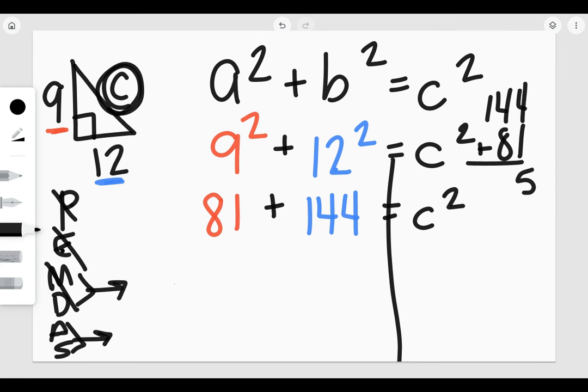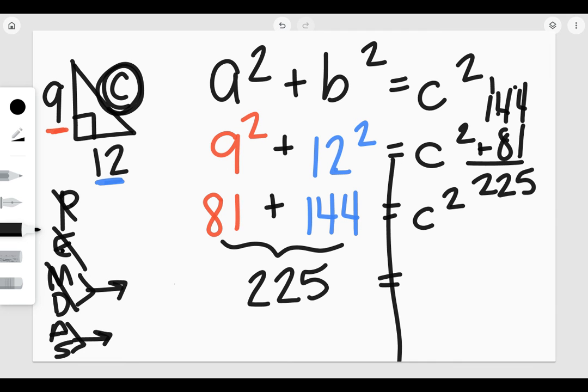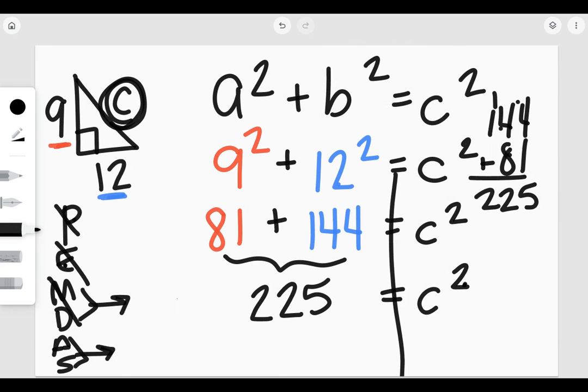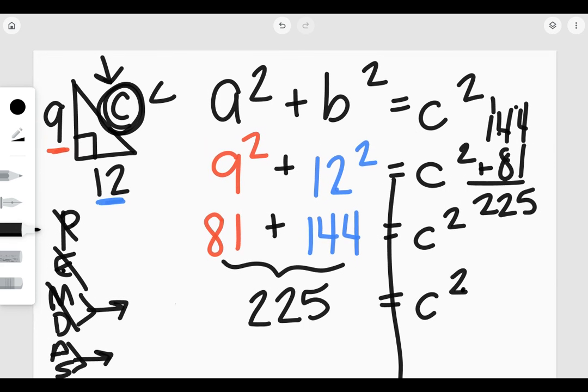4 plus 1 is 5. 8, 9, 10, 11, 12. And I bring my 1 plus 1 is 2. 225. So 81 plus 144 is 225, and 225 is equal to C squared. All right, we are almost done. Remember, I told you that we are not looking for C squared, though. We are looking for C.